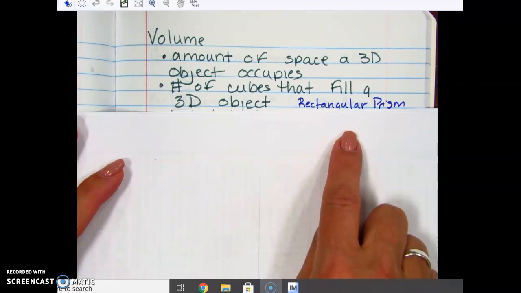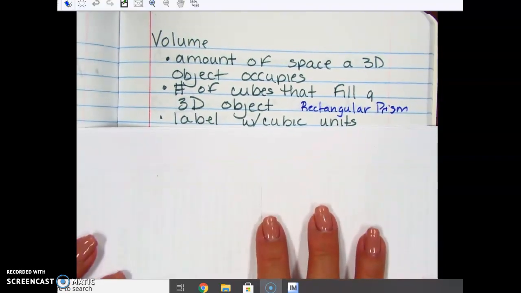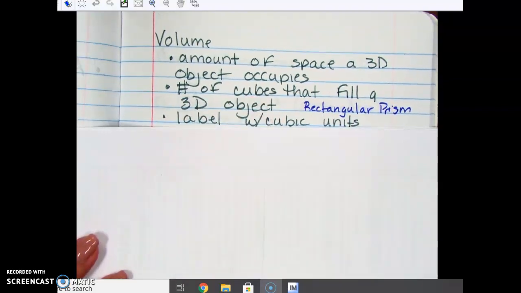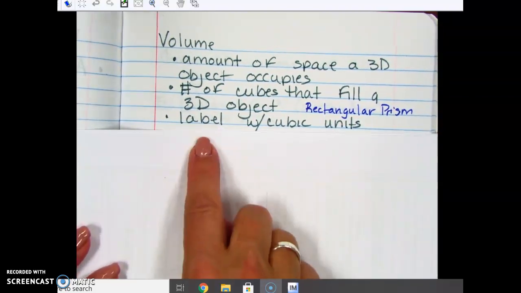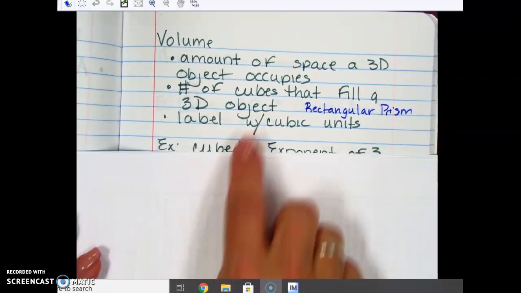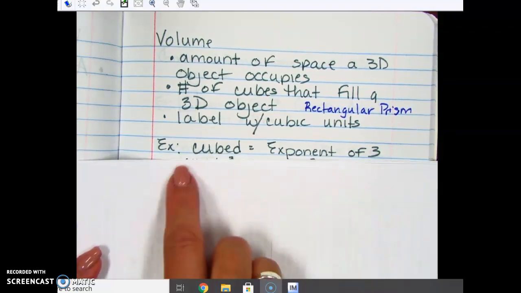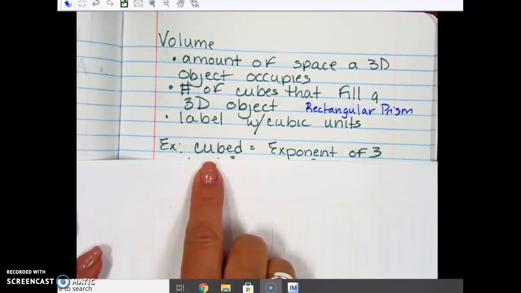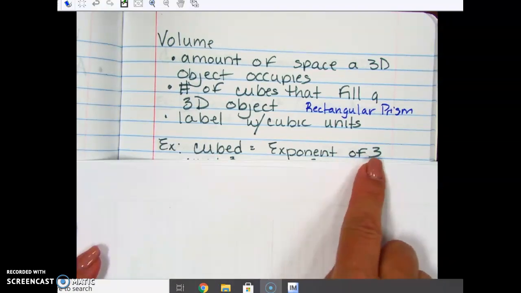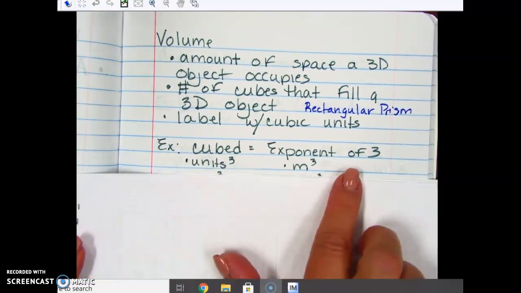We're focusing on rectangular prisms right now. Now, the last thing, because we are looking at the number of cubes that fill that 3D object, we label with cubic units. Cubes, cubic. Cubes is the noun, that's the adjective. So, when we write our label as cubed, we use the exponent of 3 because there are 3 dimensions.